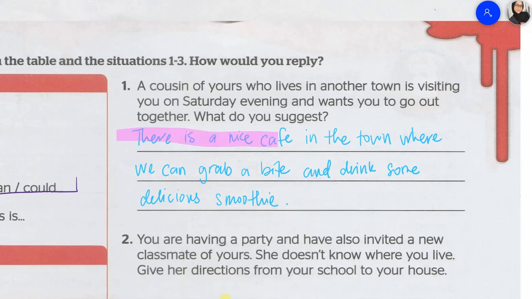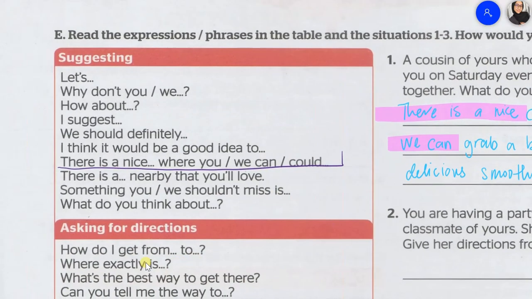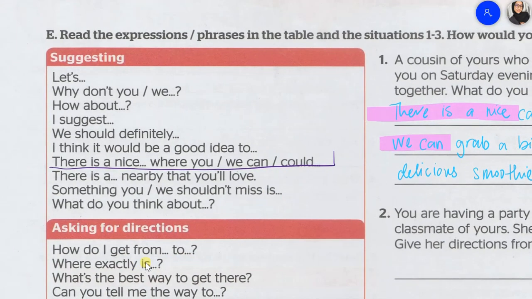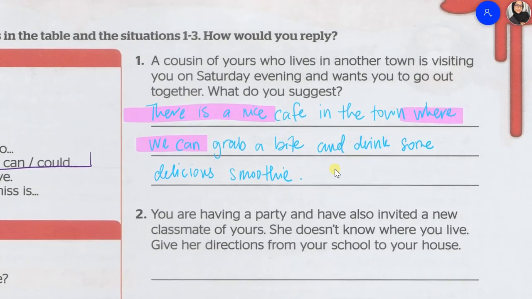There is a nice. Oops. So these are the expressions that I used. There is a nice, and then where we can something something. Okay, similar again. There is a nice something something where we can something something. Okay, let's do the next one.